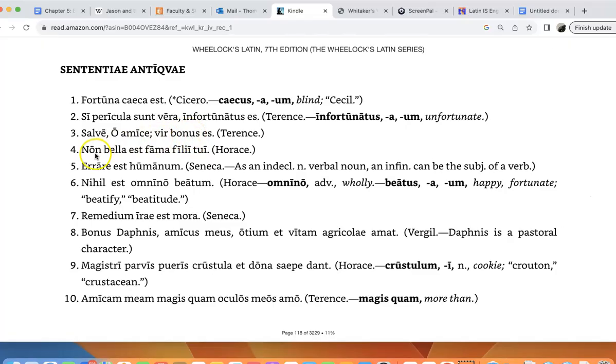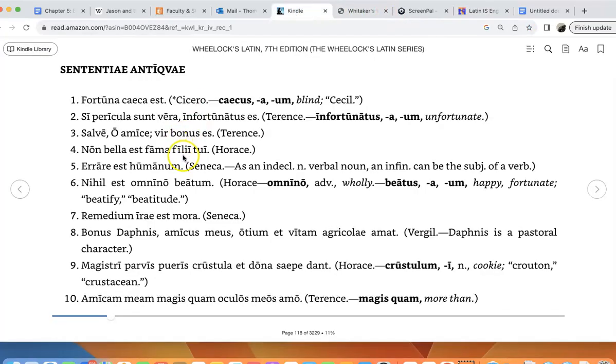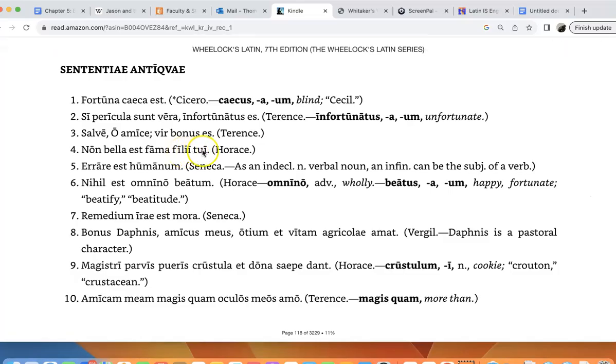All right, moving on here. Four, "Non bella est fama filii tui." This one's also a little bit complex in that if we don't recognize that the I is genitive singular, this one might be hard to read and translate. So remember, the genitive means of. So we have to be able to recognize that. Otherwise, this one might be a little tricky. So this means of your son. So we got to keep that in mind. "Tui filii" means of your son.